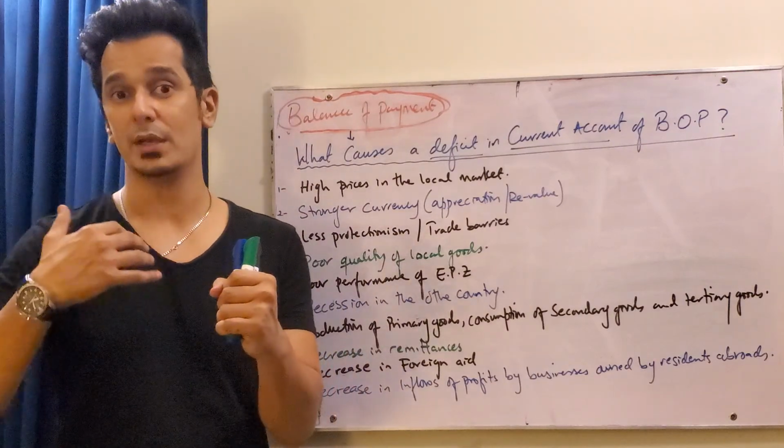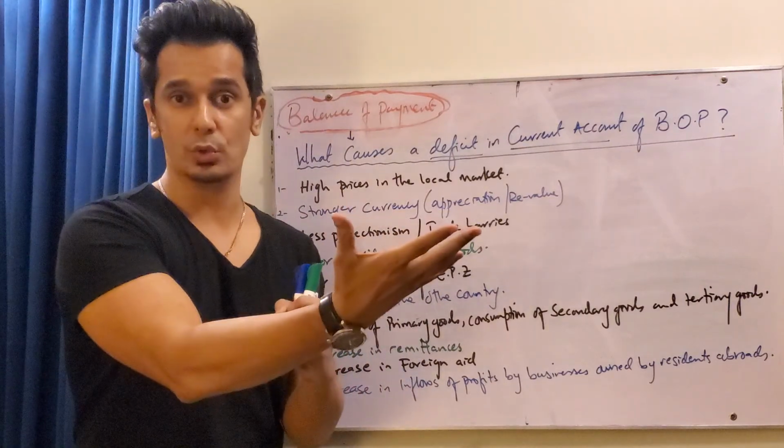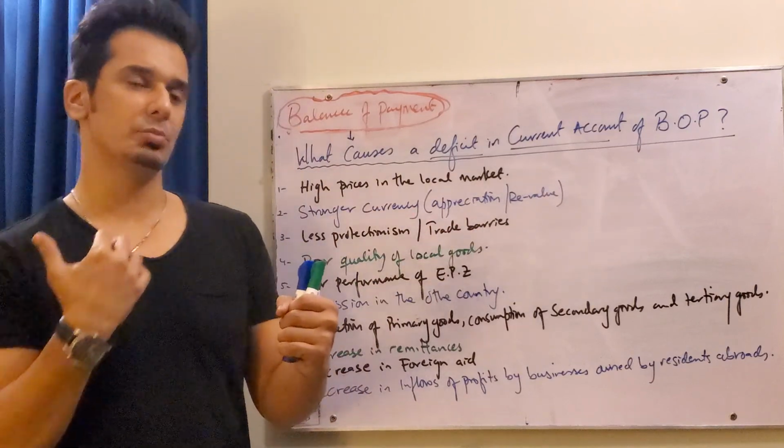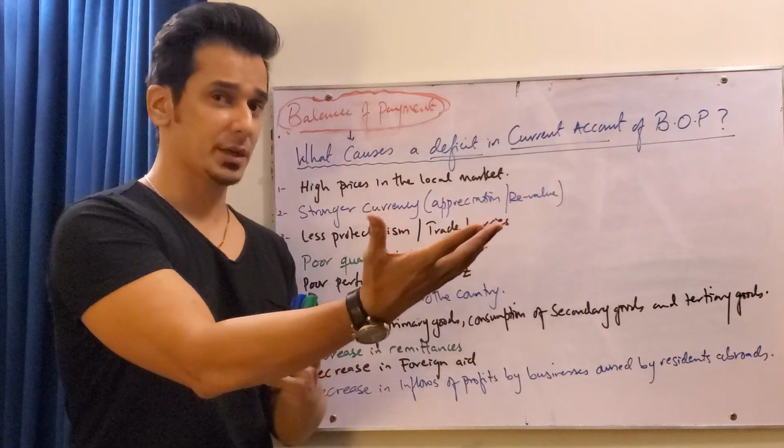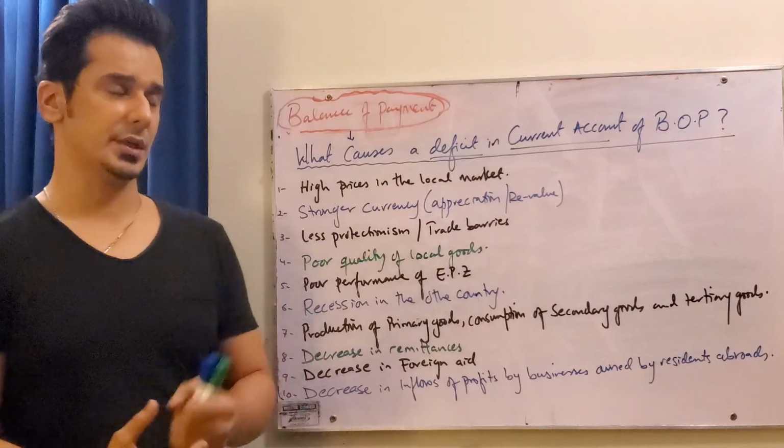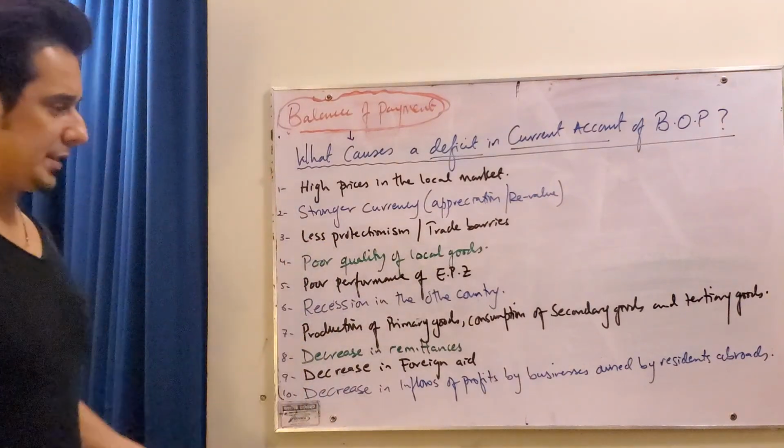Now, what exactly is a deficit in the current account of the balance of payment? This occurs when there is more outflow than inflows. That means there's more money going out of the economy from the current account and less money coming into the current account.